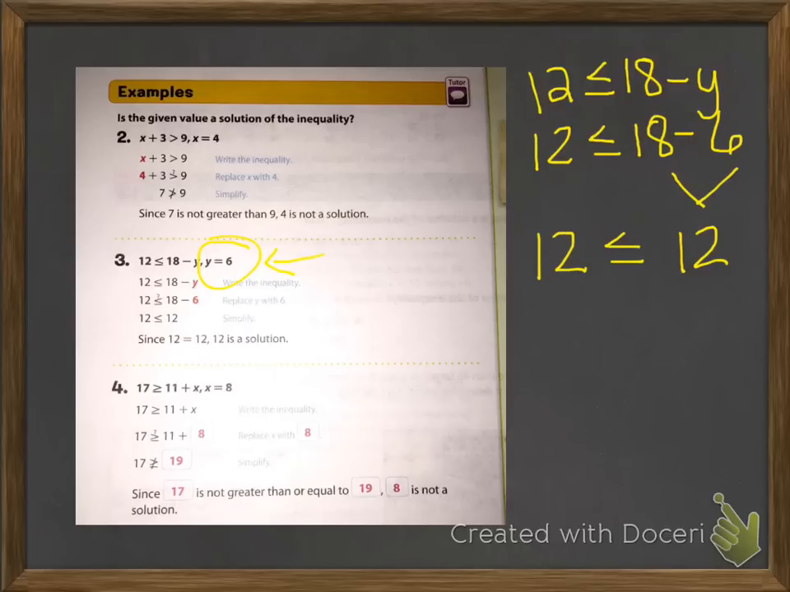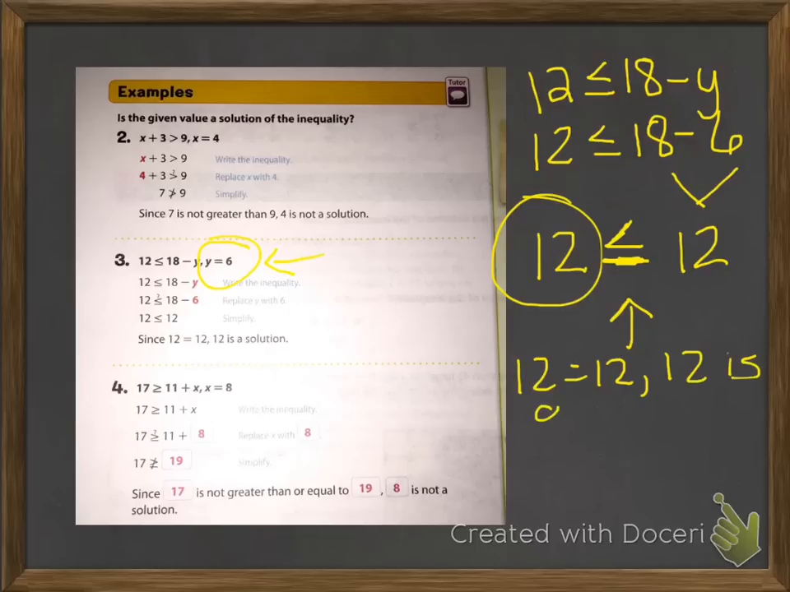Now on this one here, the less than or equal to symbol is telling us that we can actually have the same number on both sides because it's possible that both sides can be equal to each other. But the less than symbol is saying that I could also have numbers on this side right here that are less than the other side. But in this example right here, since 12 equals 12, 12 is a solution.